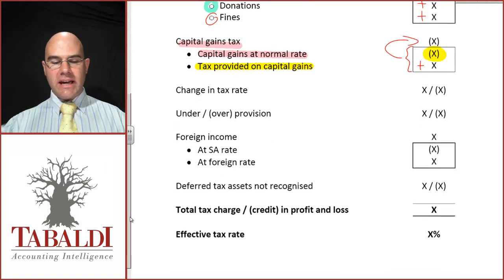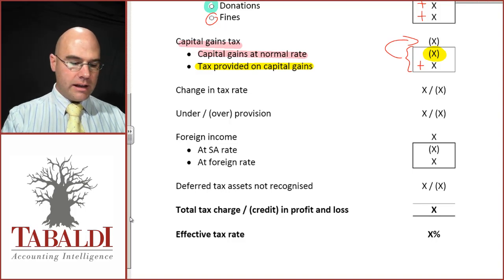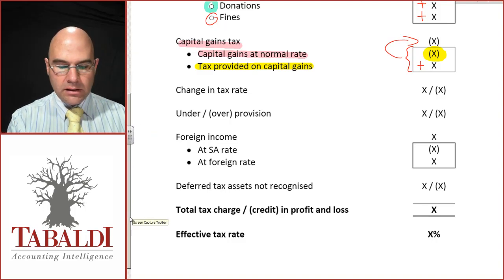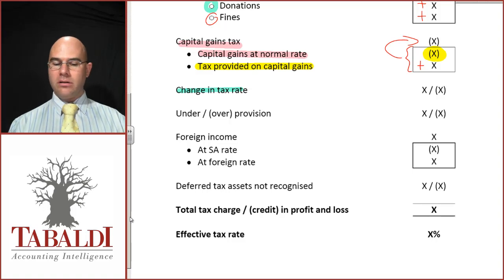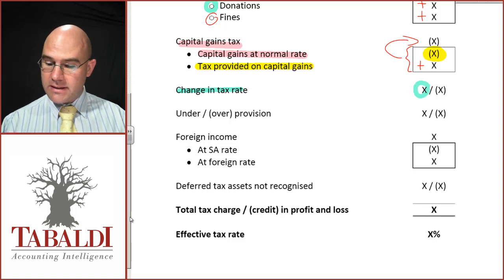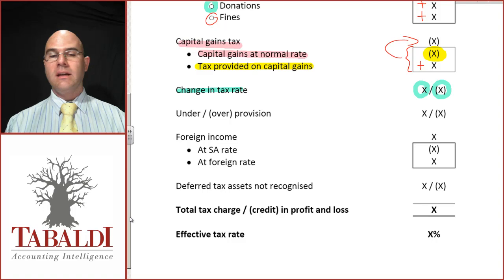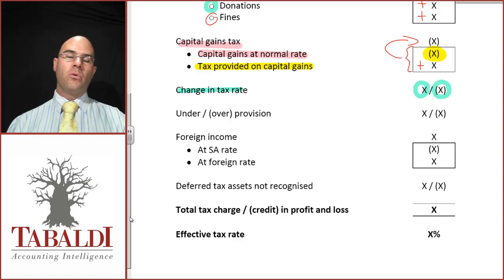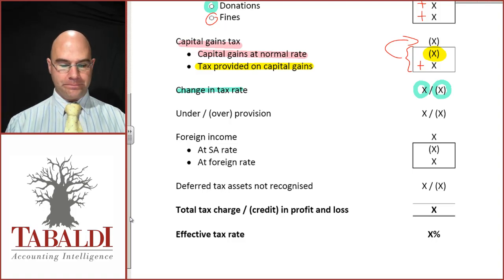Then if there is a change in tax rate, that will give rise to a change in estimates in the current year, and I need to show the tax effect on the tax rate recon. Here I might have an increase in the tax expense or a decrease depending on what the journal for that tax rate change looked like.